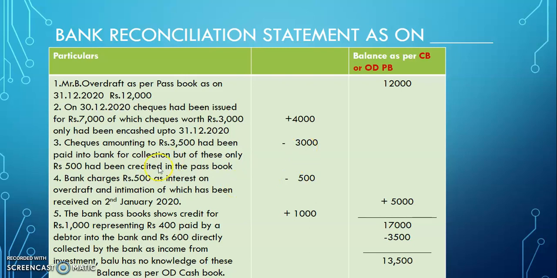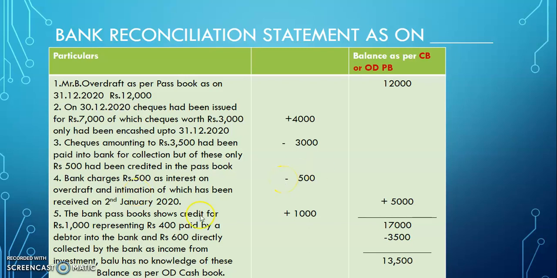is deduct. Then the bank charges on overdraft has been collected by bank. So this item is not entered in our cash book. So cash book balance is increased. So here we have to deduct.